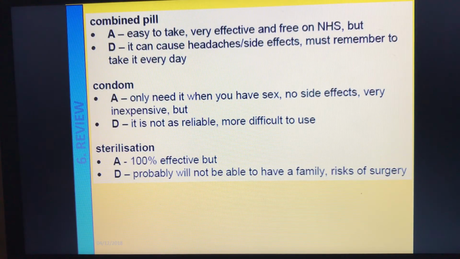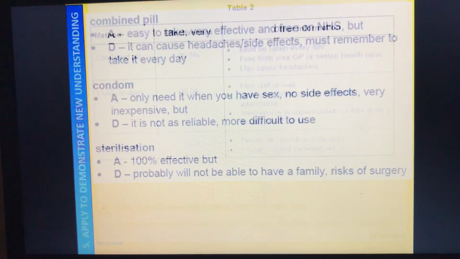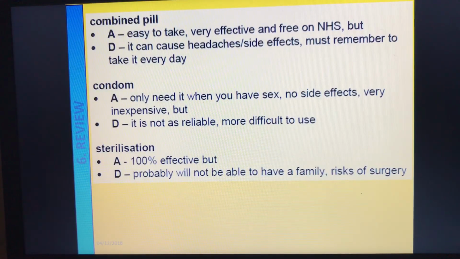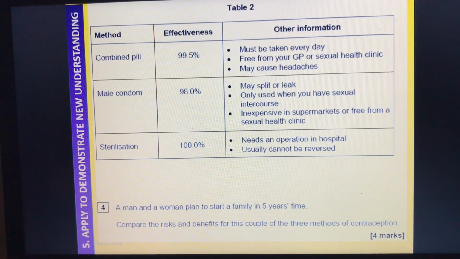Then we go to sterilisation. It is 100% effective, as we've taken from the table. But probably if they're wanting to have a family in 5 years' time, it's not the best option for them. There's risk with any surgery. We've talked about that before when we've looked at transplants and kidneys and things like that. And if we look back to that table, it cannot usually be reversed. So that's a key point as well.